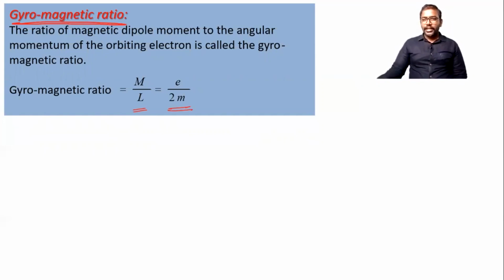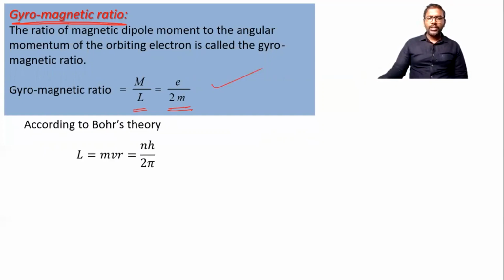The question is already asked in the board exam: define gyromagnetic ratio, or what is gyromagnetic ratio. You have to write up to this. Then after that, by Bohr's theory, let me modify this formula. By Bohr's theory, angular momentum is given by mvr, and it is equal to nh upon 2 pi. You already learned this formula in the 10th standard as well as 11th standard. So this is the angular momentum by Bohr's theory.